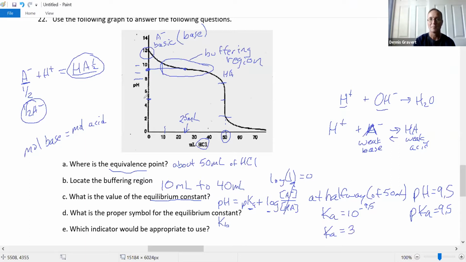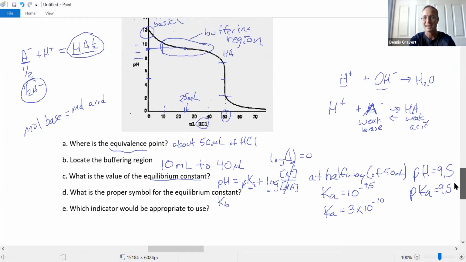I'm really not confident about my sig figs here. Let's just keep it to 1 sig fig. So let's round off to 3. So put that in your calculator and just round off to 1 significant figure because it's pretty approximate. 3 times 10 to the minus 10. Ooh, but the value of the Kb, we should be looking at Kb. So one more step for letter C.